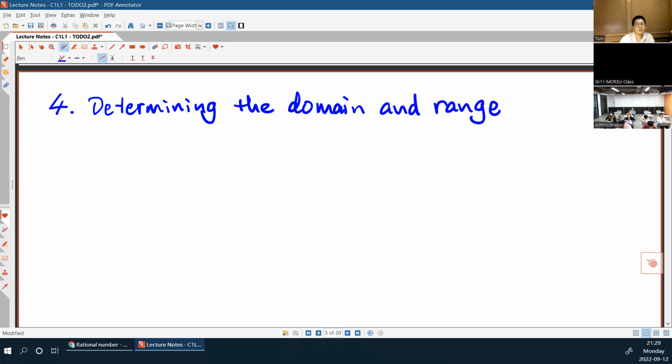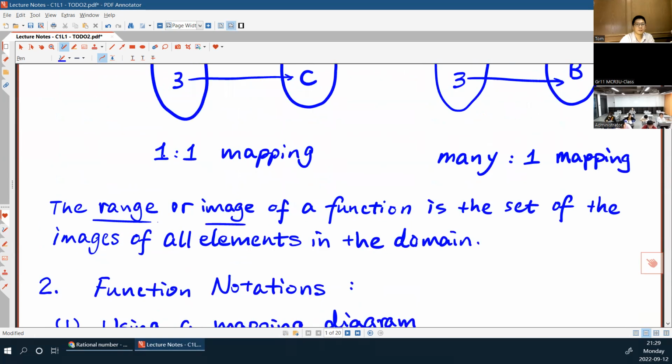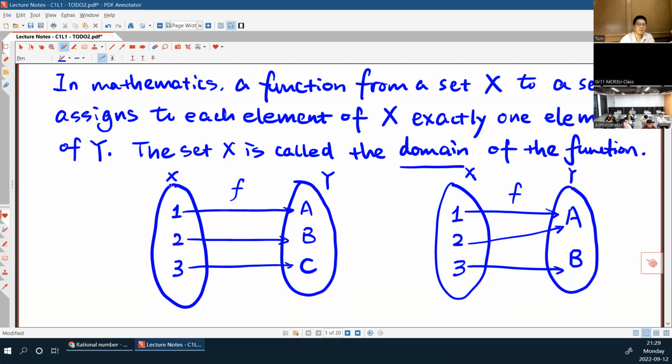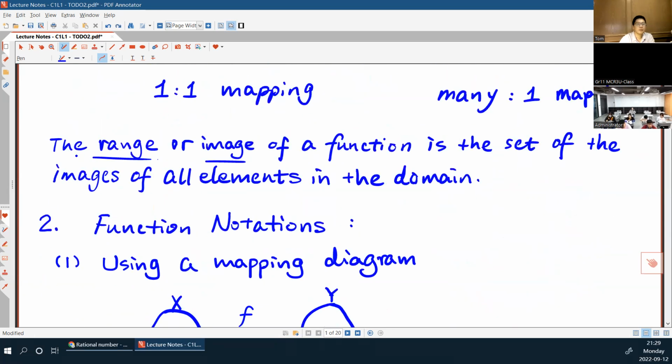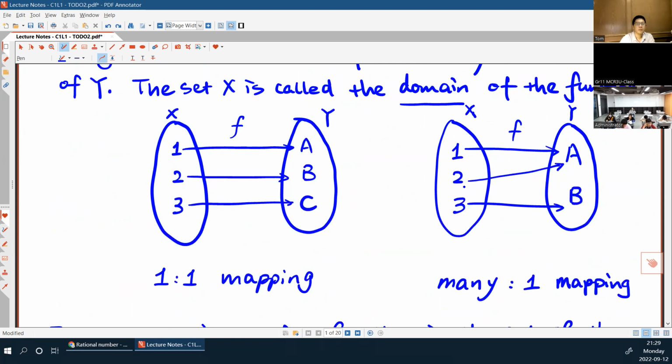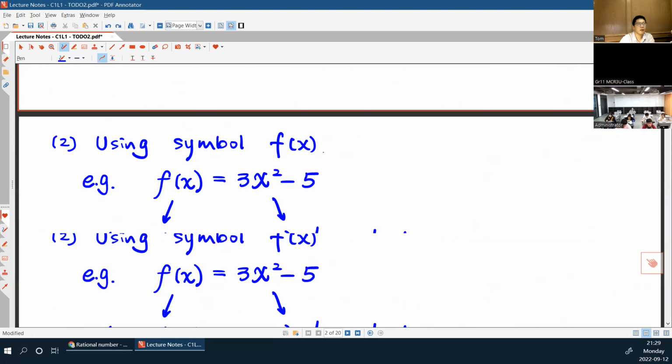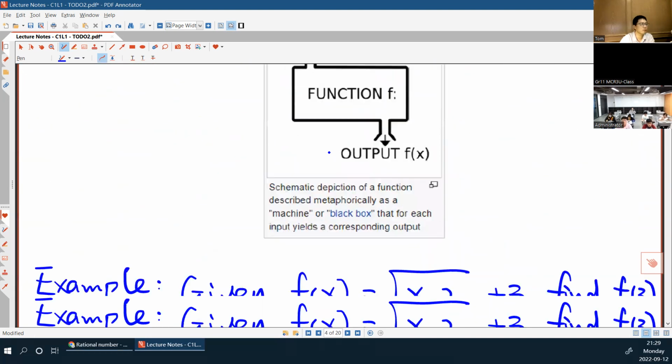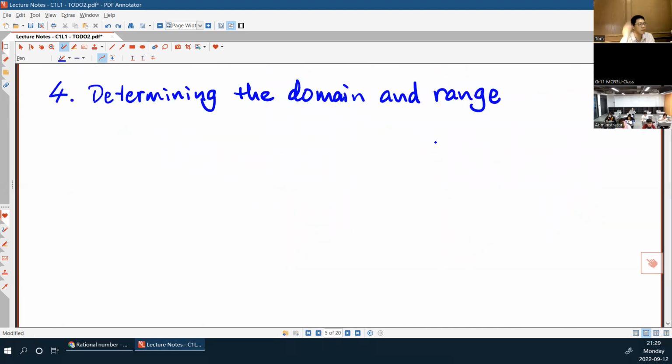Okay, again, let's go over the concepts of domain and range. So set X here, which is a set of independent variable, is called the domain, right? And for a given function, the range or image of a function is a set of the images of all elements in the domain. That means the second set here, briefly speaking, is the range, right? Okay, so how do we determine domain and range? For the domain, we should consider the restrictions. Okay, what kind of restrictions?